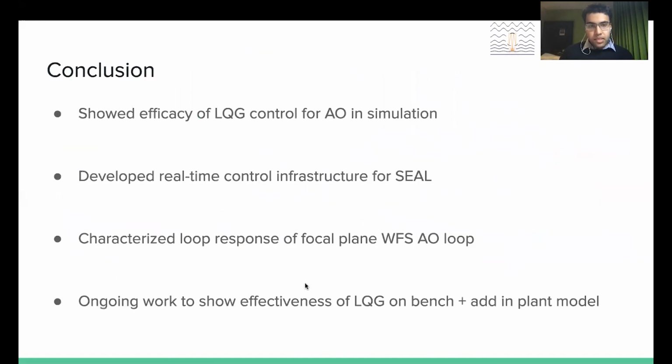So in conclusion, we showed the efficacy in simulation of this method. We developed a real-time control infrastructure, and work is ongoing to show the efficacy of LQG on the bench.